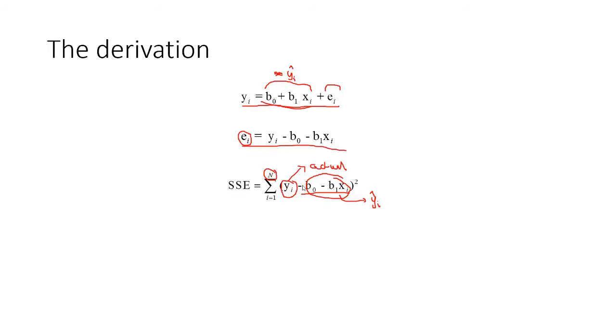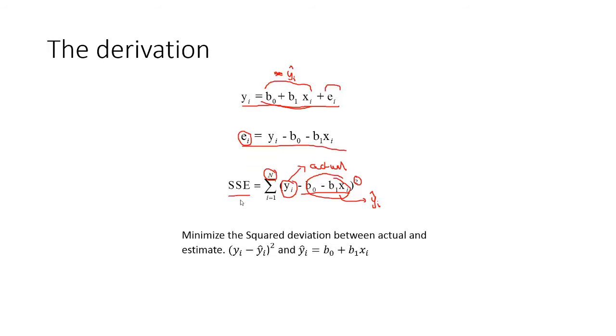So you're ultimately just taking the summation of the square of the deviation between actual and estimate. Okay? And that is what we're going to call the sum of squares error, and that is what we're going to try and minimize. You essentially want to minimize the squared deviation between actual and estimate, and this is one way of getting to the sum of squares.